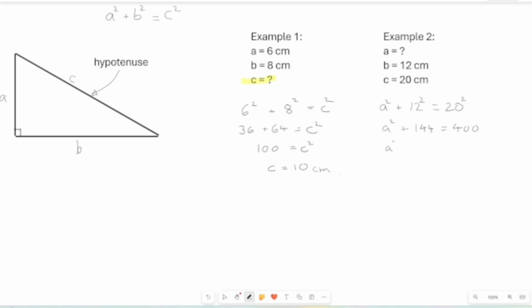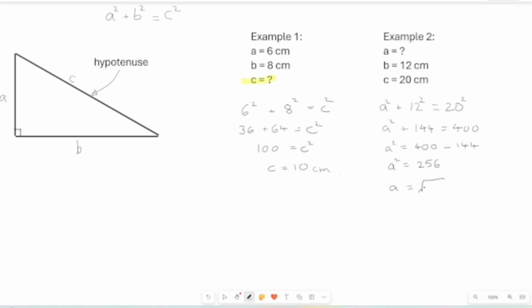So A squared is equal to 400 minus 144. And if we do that, we find A squared is equal to 256. What we now need to do is square root both sides. Square rooting the left side gives us just A.